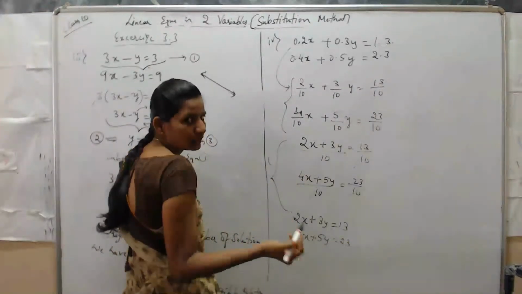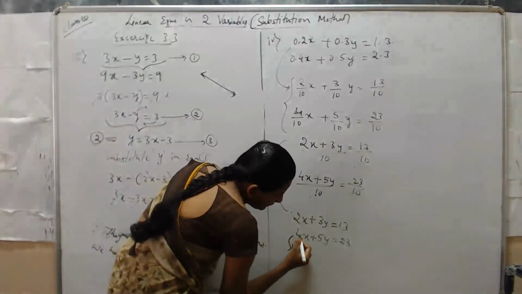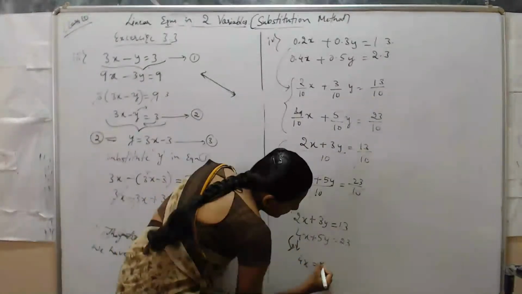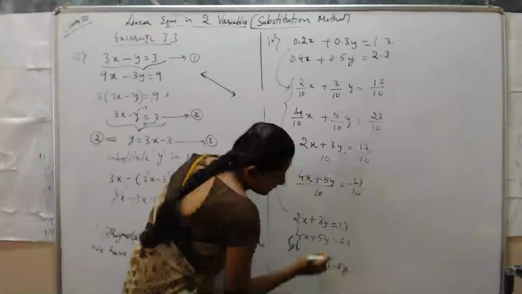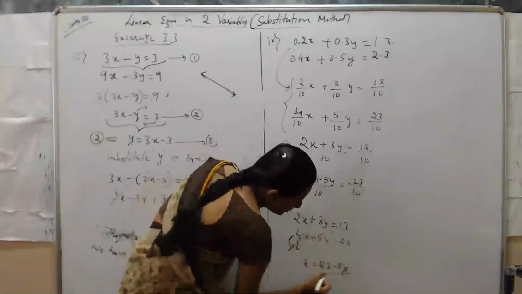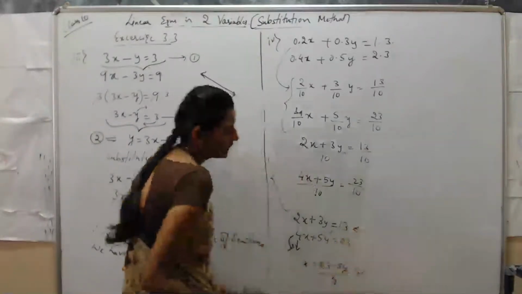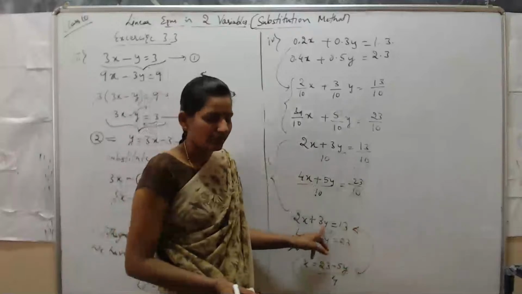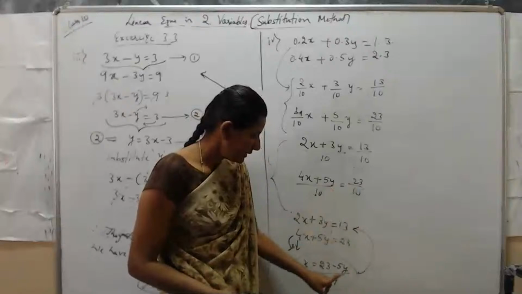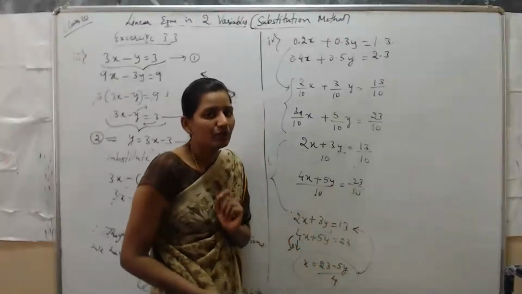What we have to do from equation 1 or 2 is derive the x value. From this equation I am taking 4x is equal to 23 minus 5y, since 5y goes to the right side. What is x equal to? x is equal to 23 minus 5y by 4. Then in the other equation you will get the y value, and substituting y here, you will get the x value. This is for homework.